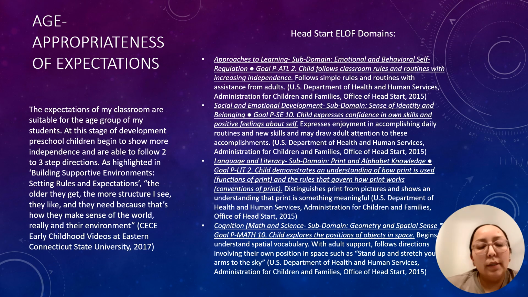Age appropriateness of expectations. The expectations of my classroom are suitable for the age group of my students. At this stage of development, preschool children begin to show more independence and are able to follow 2 to 3 step directions, as highlighted in Building Supportive Environments: Setting Rules and Expectations. The older they get, the more structure I see they like and they need, because that's how they make sense of the world, really, and their environment.